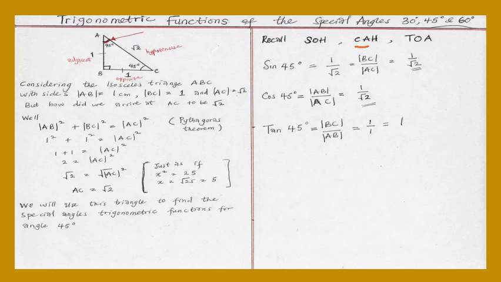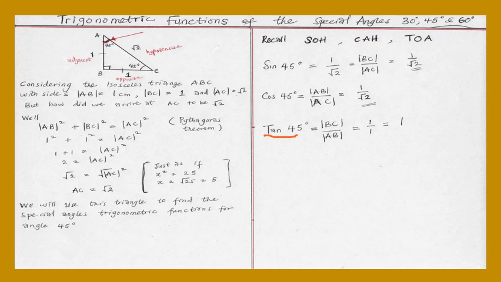How about cosine 45? We know that cosine is equal to adjacent over hypotenuse. The adjacent side of this angle 45 is this one here, and the hypotenuse is root 2. So cos 45 degrees is going to be equal to AB, which is the adjacent side, over AC, which is the hypotenuse. So that's going to be 1 over root 2. Same thing as the sine 45. So sine 45 and cosine 45 are the same.